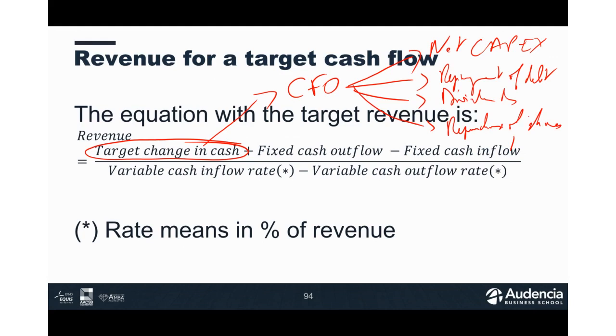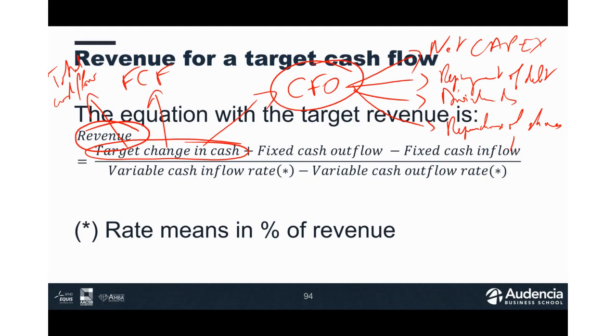So you can have a target for the operating cash flow, or you can have directly a target for the free cash flow, for instance, or all the cash flow of the period. So three possibilities: directly all the cash flow of the period, only the free cash flow, or only the operating cash flow. So we have a target for this one. And we will try to find which revenue we need in order to reach the target.